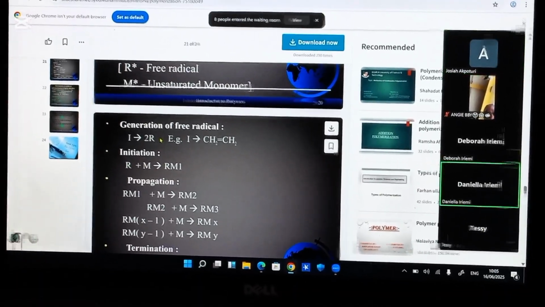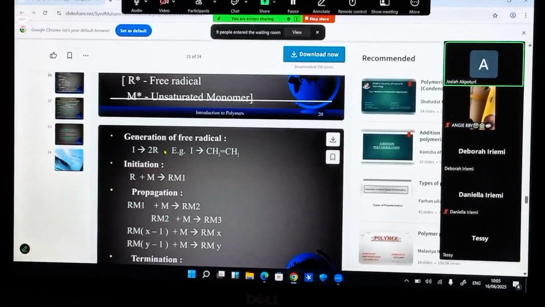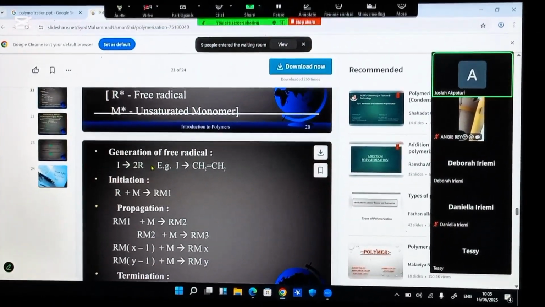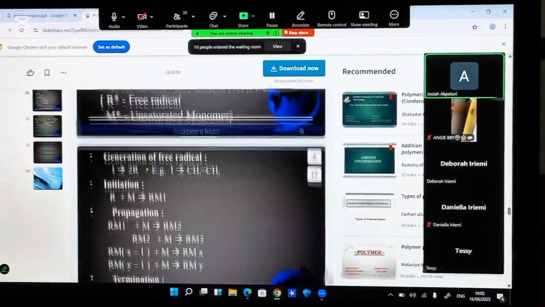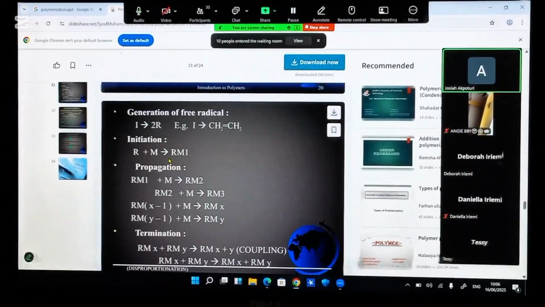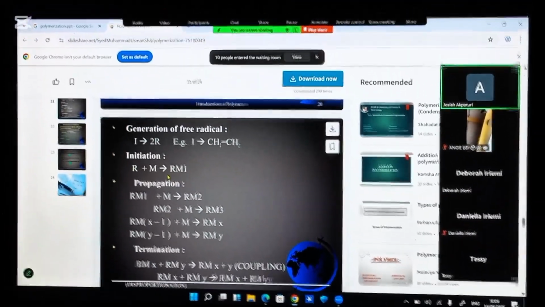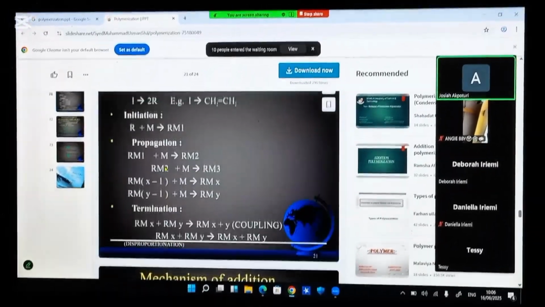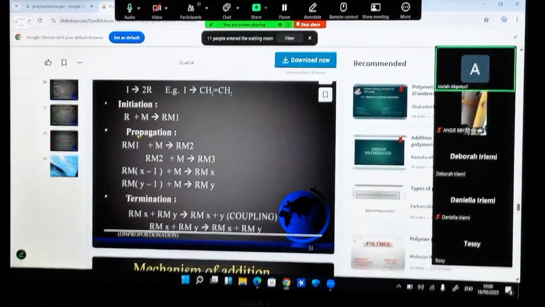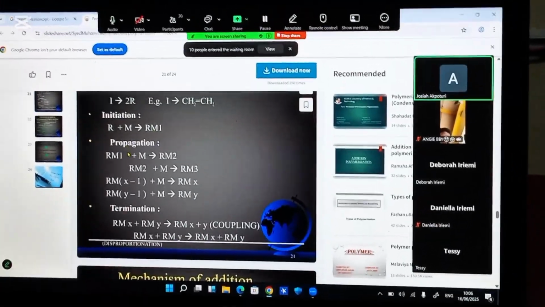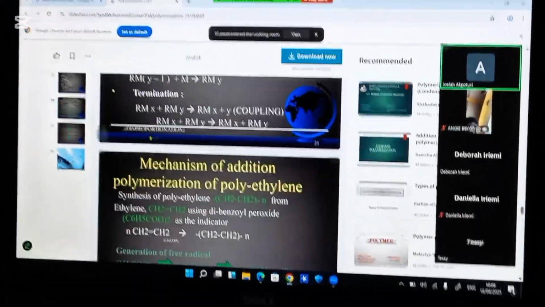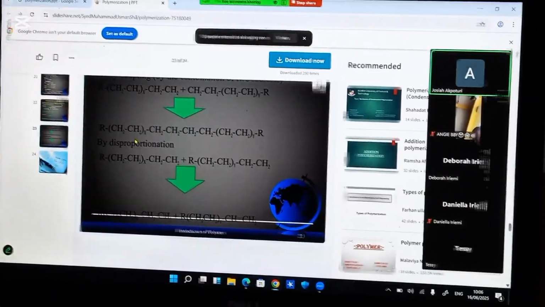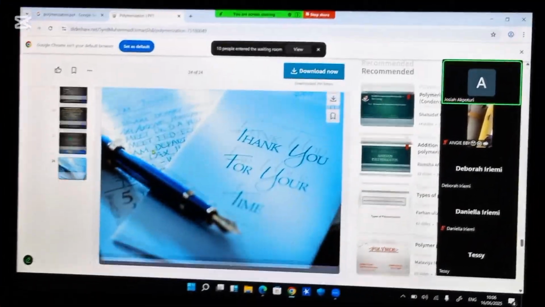For the generation of the free radical, UV light must be present, or a very high temperature that will generate the radical. And we gave examples of how radicals are being generated. The reaction in this PowerPoint does not show the radical being formed. So ignore this point, please, and take note of the ones we did on Saturday.